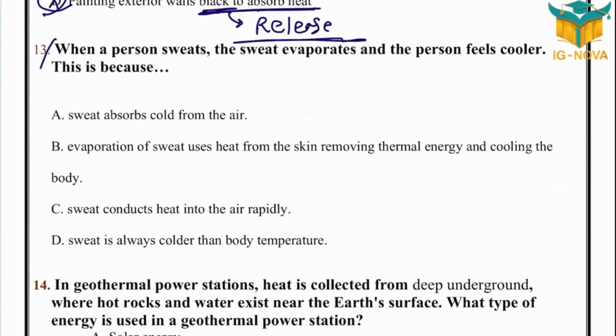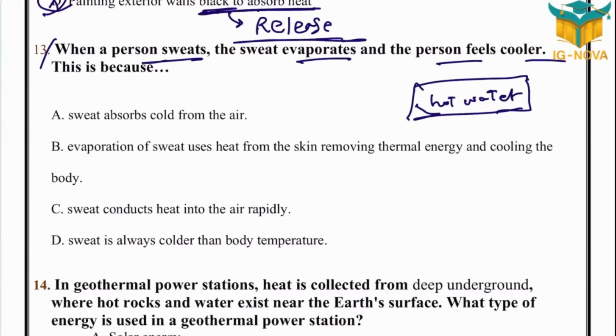Question 13. When a person sweats, the sweat evaporates and the person feels cooler. When the person sweats, there is hot water on his skin. This hot water carries his internal heat, his heat energy, which is excess heat. What's going to happen? Does sweat absorb cold from air? No, cold cannot be absorbed. Evaporation of sweat uses heat from skin, removing thermal energy and cooling the body. By removing this hot water over your skin, you release the heat and your body gets cold. So I'm going to go for it.